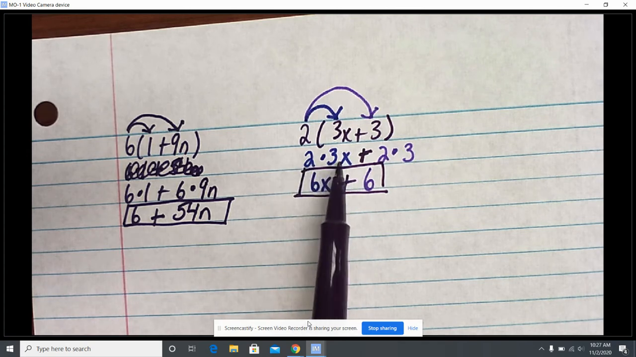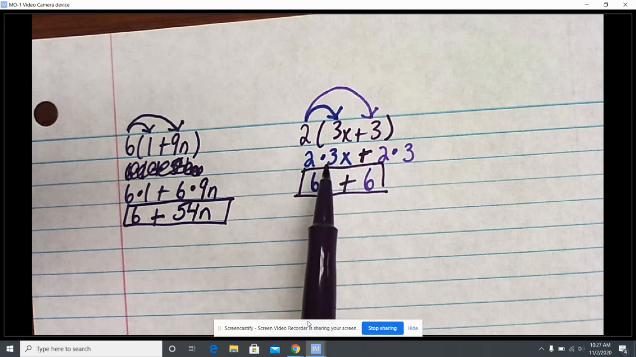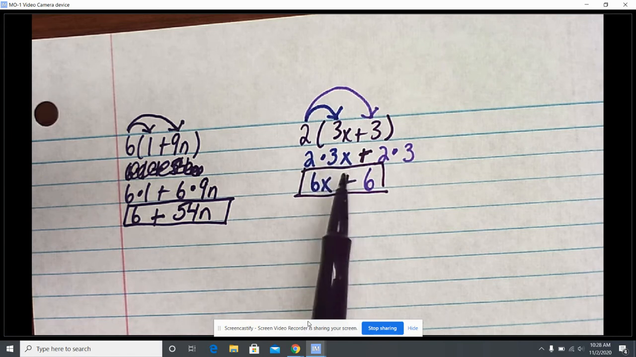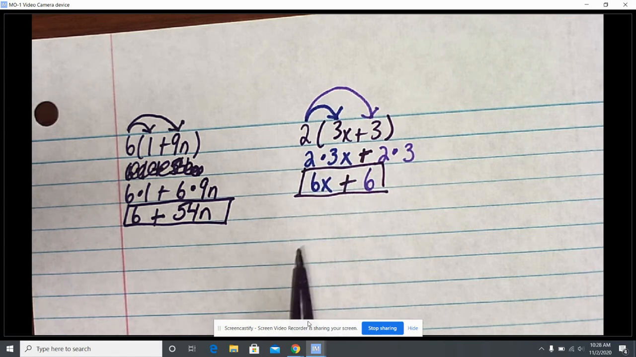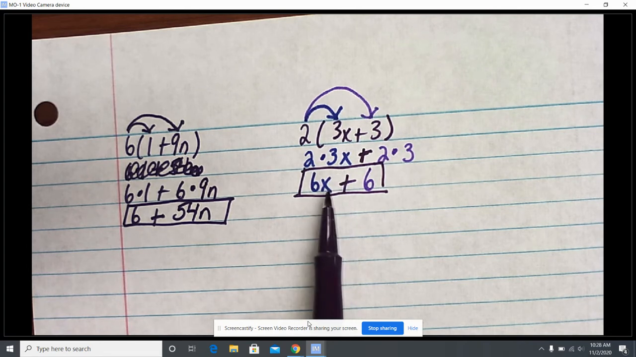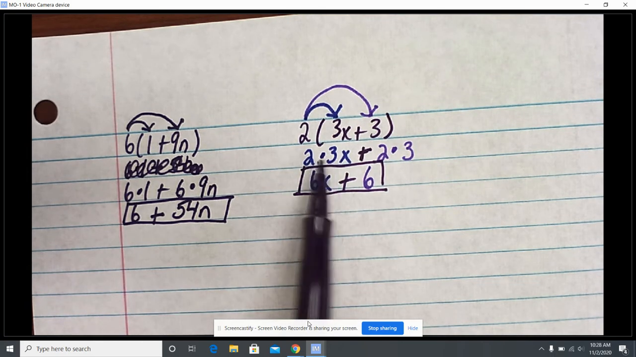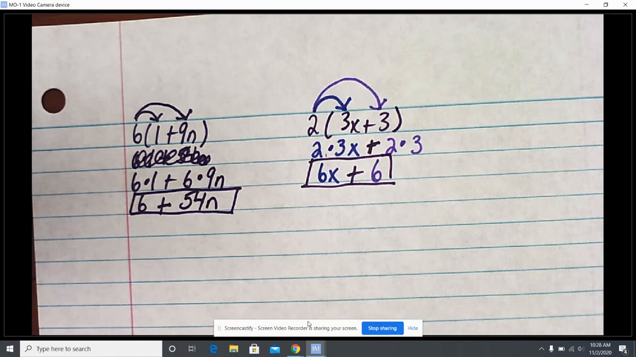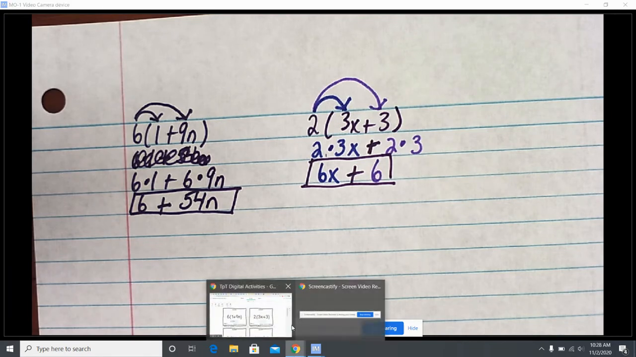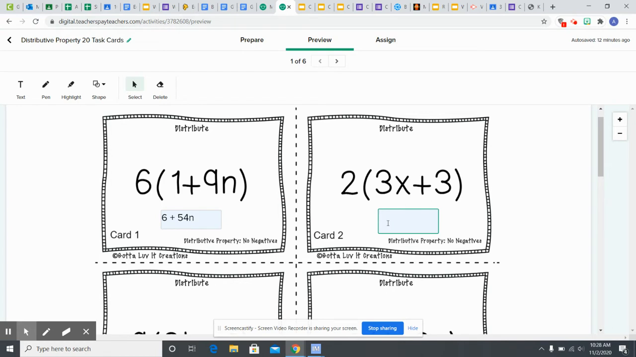The reason that we can multiply these two, even though they're not like terms, is because multiplication and division are the exception in this situation. So I can multiply unlike terms, but I can't add or subtract unlike terms, okay? So that's why this is our answer, because we can't go any further than that. You can't add those together. You can multiply, but you can't add them, okay? All right, so that answer was 6x plus 6.